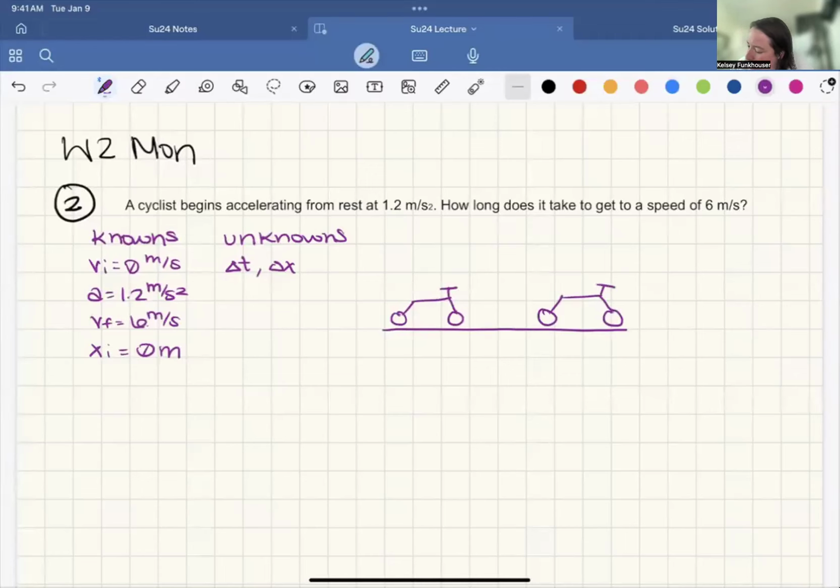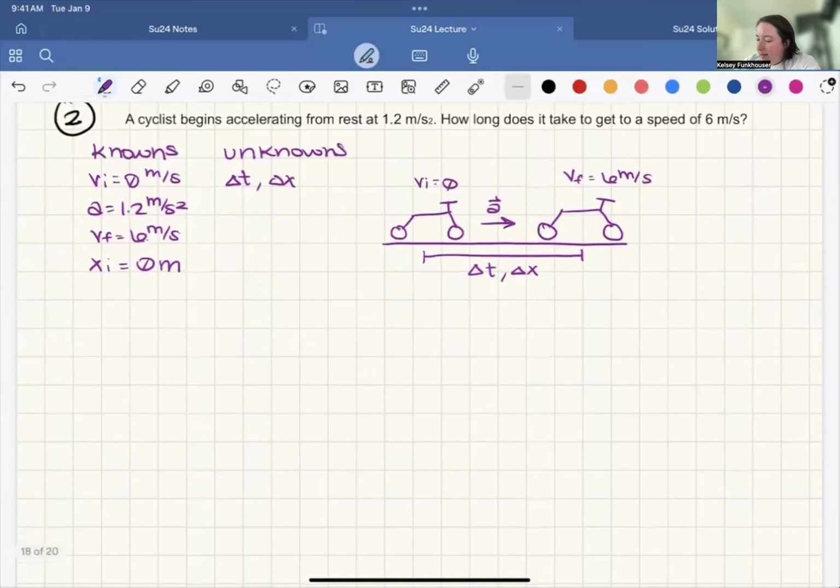That's fine. Okay, so this is our initial velocity is 0. And this is when we're at velocity final equals 6 meters per second. And this is a time interval later and a displacement later. And through that time, we're accelerating with our acceleration we have. Cool.